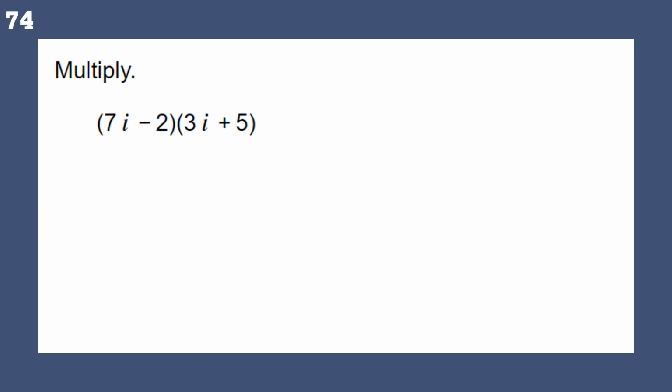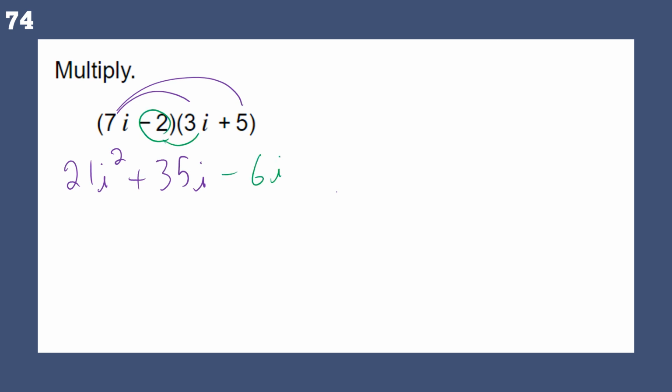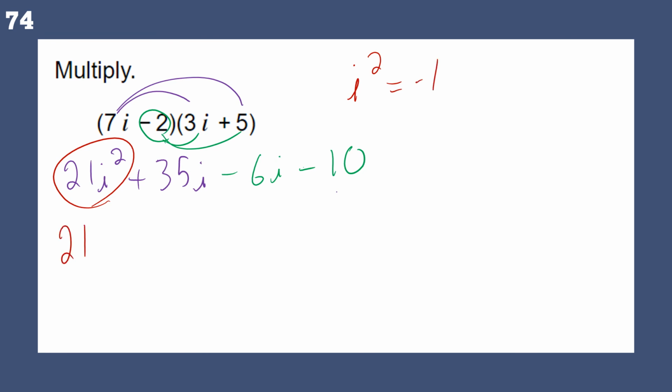Multiply. So this one, we're going to multiply, which means we're going to FOIL it out. So first thing we're going to see is we're going to have 21i squared plus 35i. And then we have on the bottom, we end up multiplying the second piece and we get negative 6i and negative 10. So we can combine a few things, but before we combine a few things, I want you to notice that we have a 21i squared. i squared is equal to negative 1. So that's like writing 21 times a negative 1. The other ones we can go ahead and combine and we get 29i and minus 10.